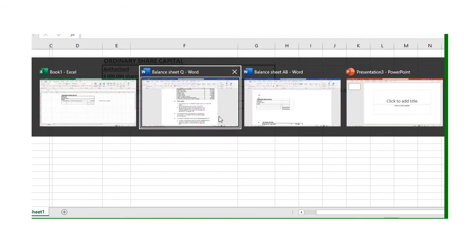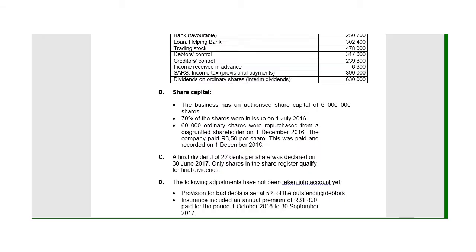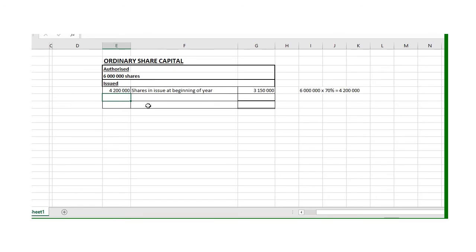Good. To that, I said we're looking for new issues or buyback. The next thing that they tell us is that 60,000 ordinary shares were repurchased, bought back from a disgruntled shareholder on the 1st of December, and they paid R3.50. So no mention of new ones issued, but we did buy back 60,000 shares. Remember, a buyback makes the number less. So I bought back 60,000 shares.